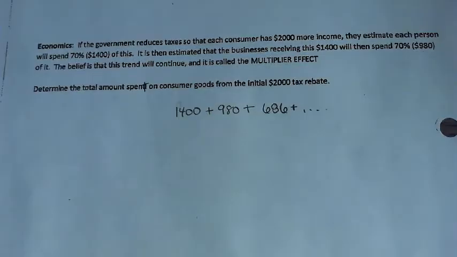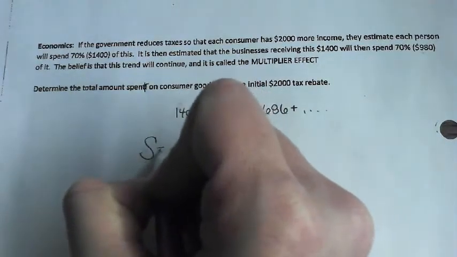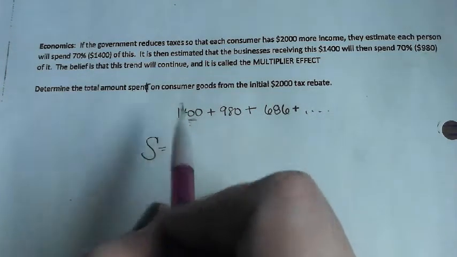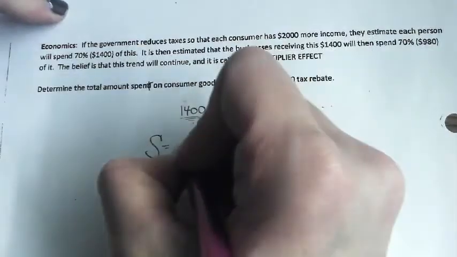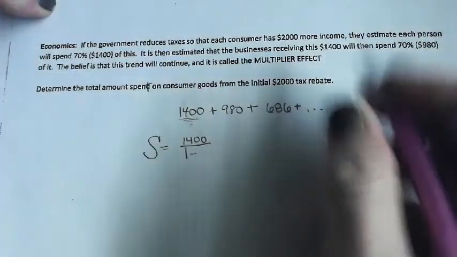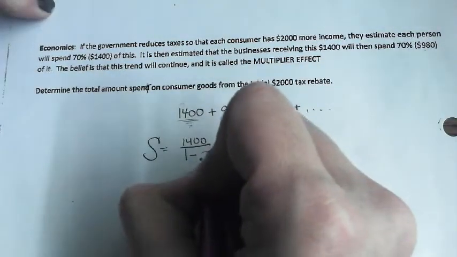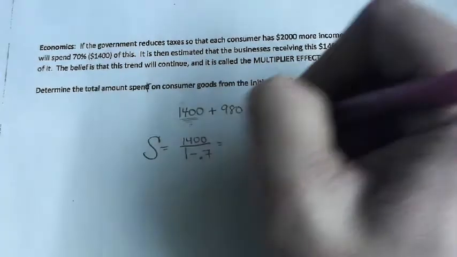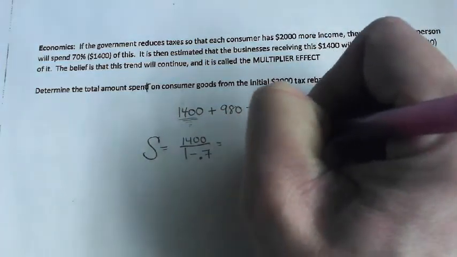Okay. So we're trying to figure out what the infinite series total is. How much did that giving of $2,000, just to one person, by the way, really flush through the economy? Your series total would be your first term, your first amount spent, which is $1,400. Yes? Because that $2,000 was not fully spent. Only $1,400 of it was. And then 1 minus our common ratio, which is 0.7. So $1,400 divided by 0.3 is $4,666.67.